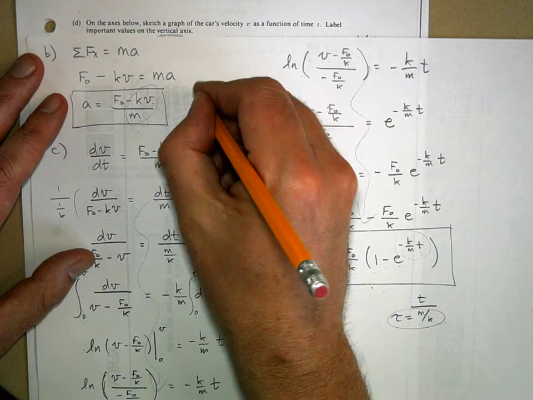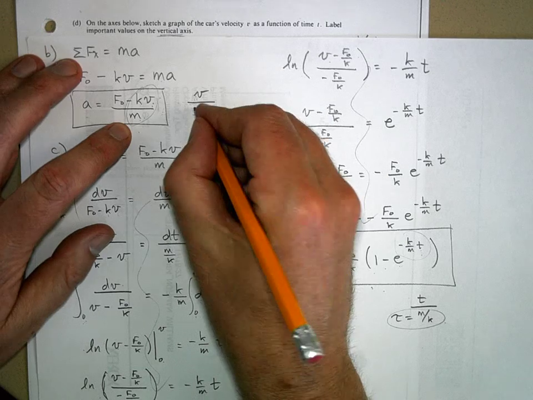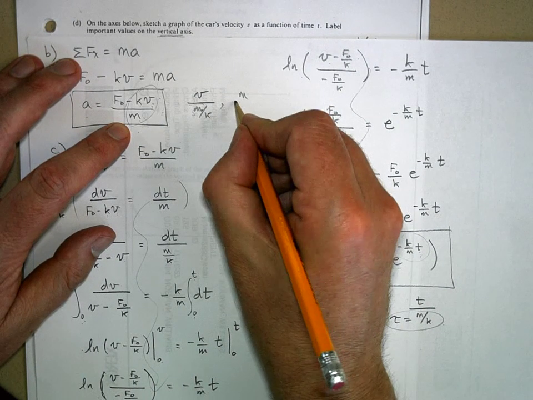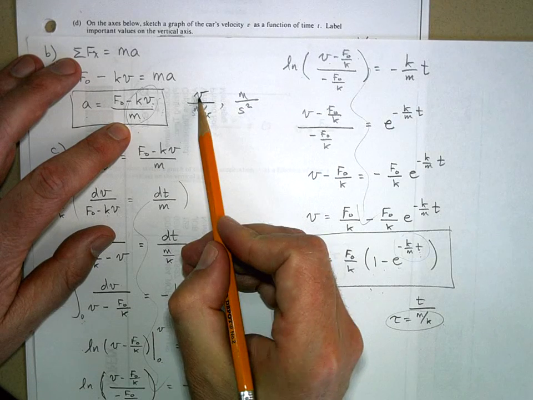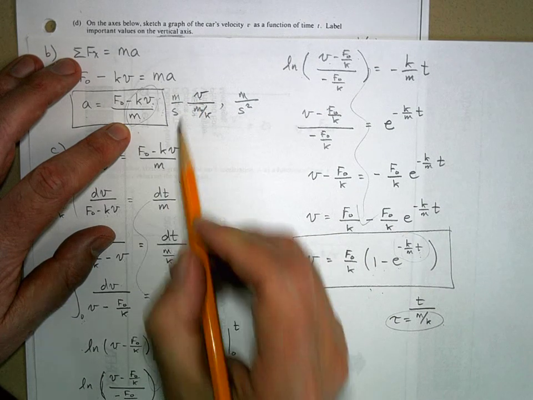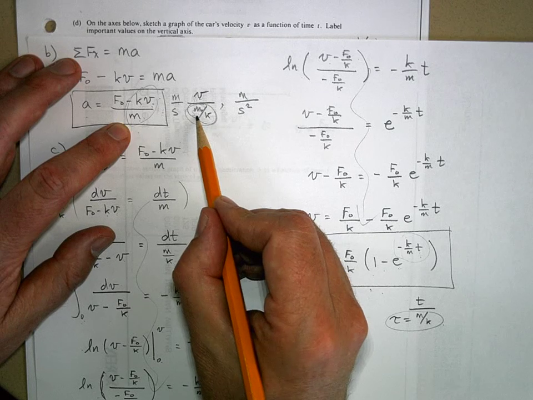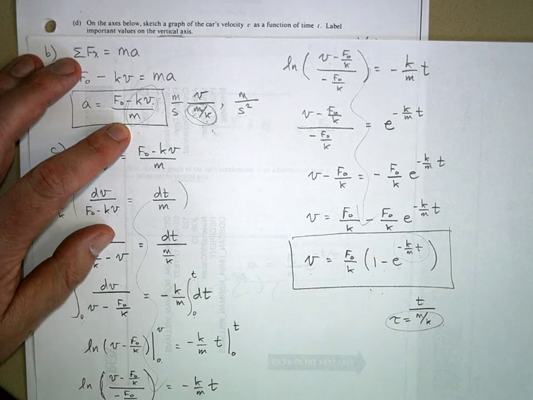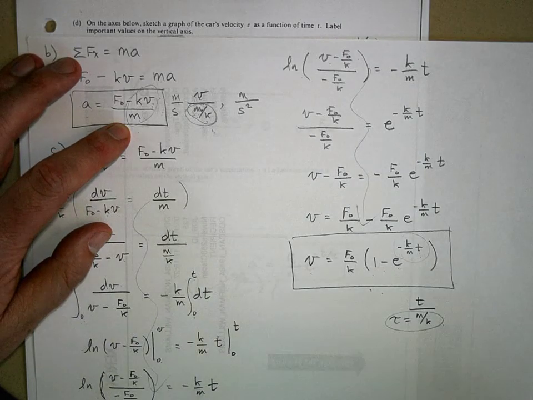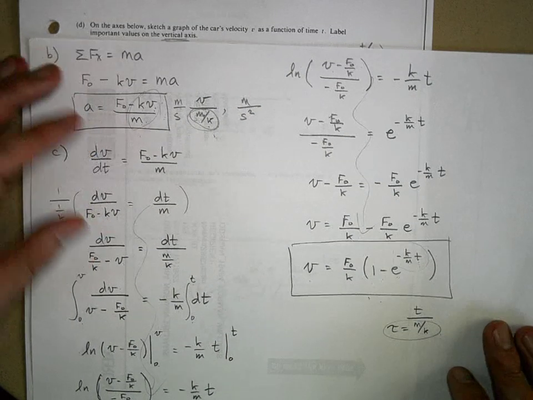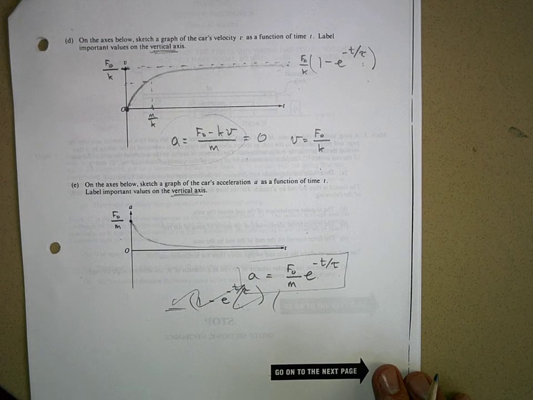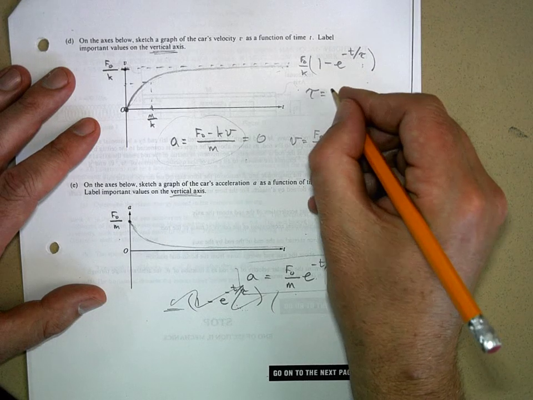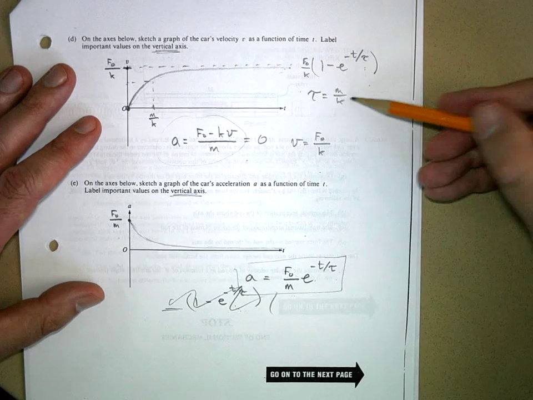This v over m over k. Now this has got to be meters per second squared. Now from the velocity, you get meters per second, which means m over k has to also be in terms of seconds. And there's your time constant. The time constant always has to be in terms of seconds. And so if you can finesse that, then you can say, tau is equal to m over k. And that's true for both of these.